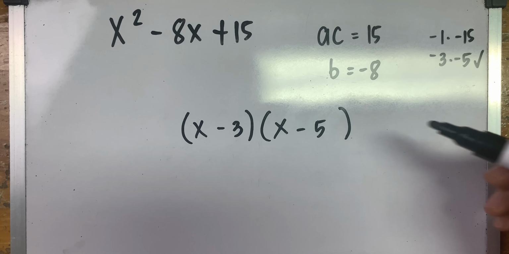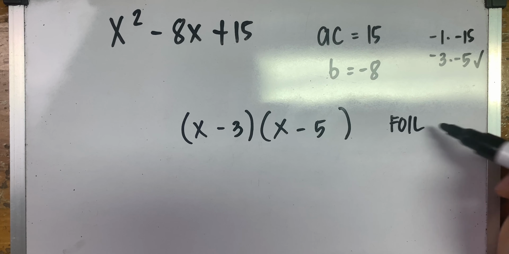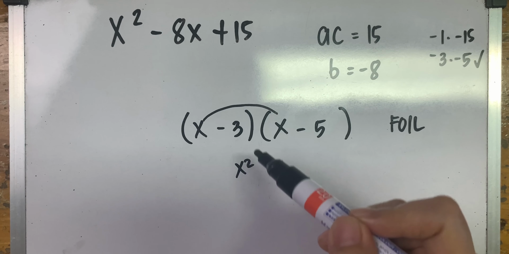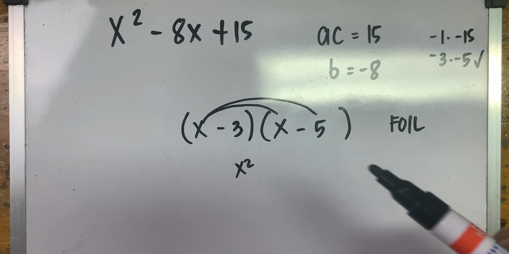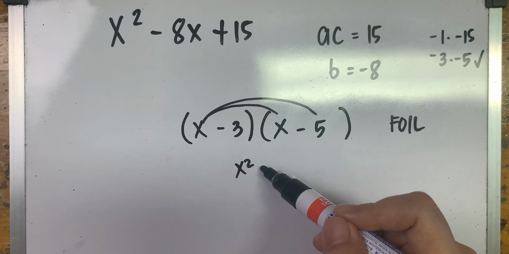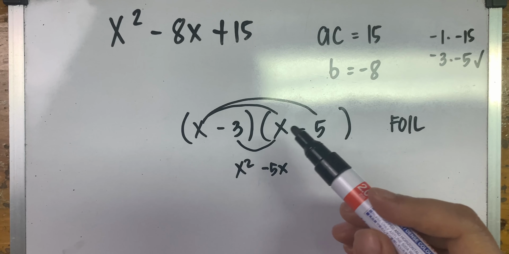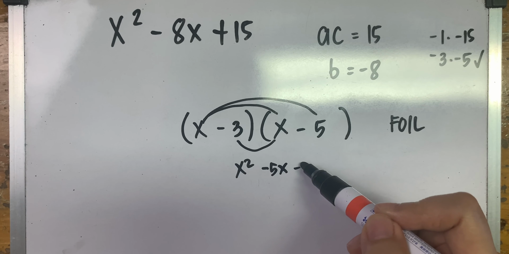Now again, to check, we have to use the FOIL method. So first, x times x is x squared. Outer, x times negative 5 is negative 5x. Middle or inner, negative 3 times x is negative 3x.